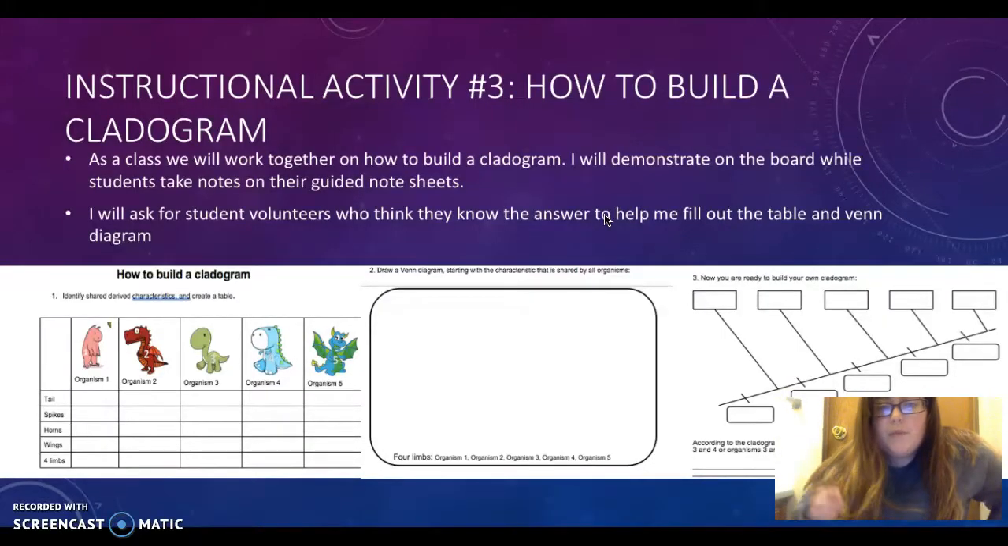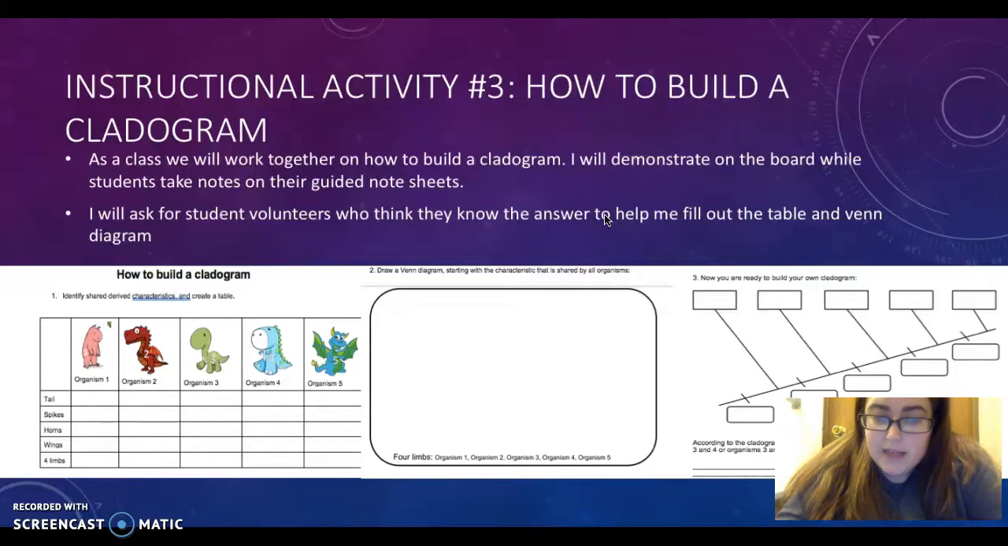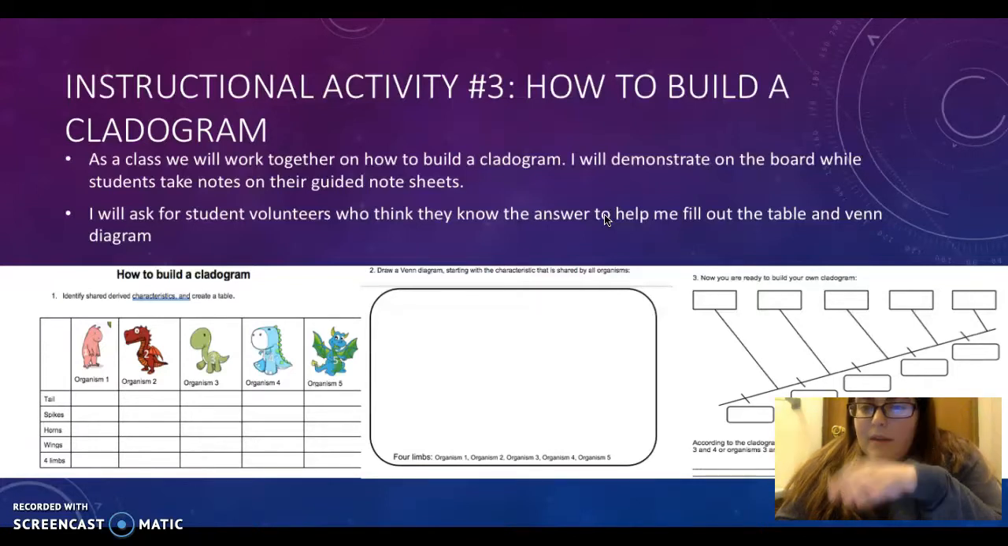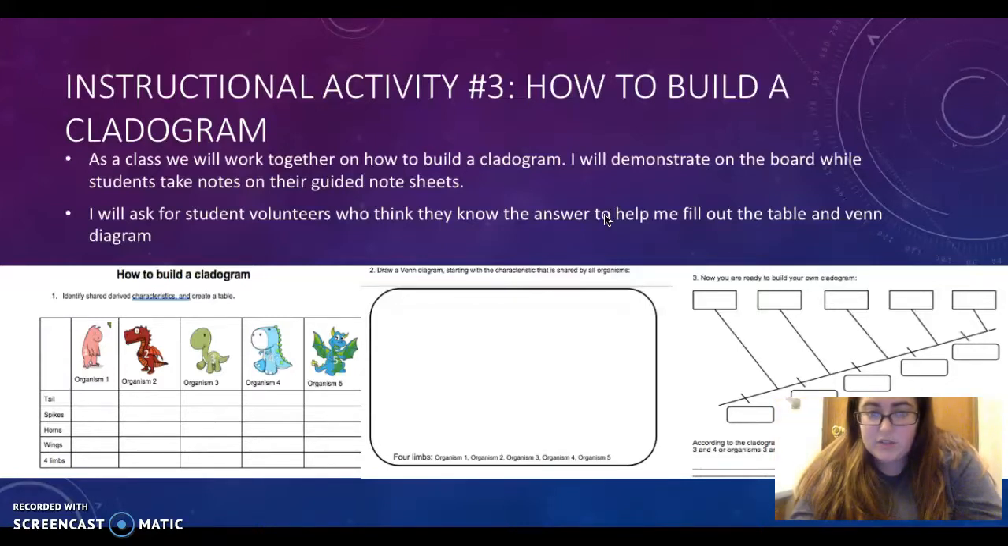So then we move on to instructional activity number 3. We work on how to build a cladogram. So as a class, we work together to build one cladogram on the board. I would demonstrate how to do it to students while they take notes and fill out on their sheet how to do it. I would provide students with all of this on a sheet of paper during the lesson.